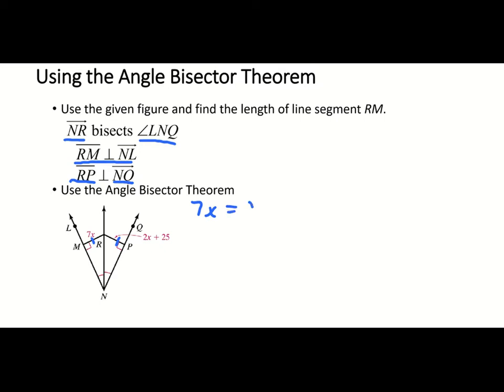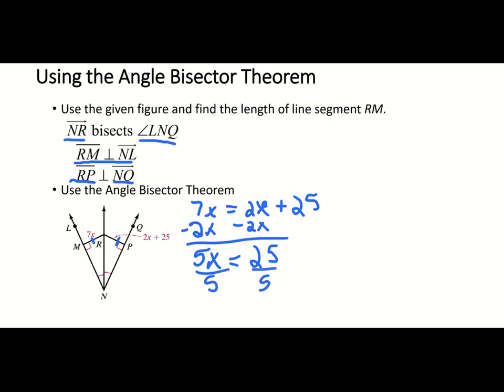equals 2x plus 25. We'll subtract the 2x to solve it. So we get 5x equals 25, divide by 5, and x is going to be 5. So they want the length of RM, so if we know that x is 5, we'll do 7 times 5, and we end up with 35 units.